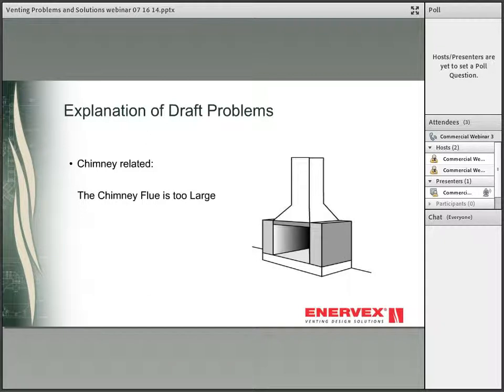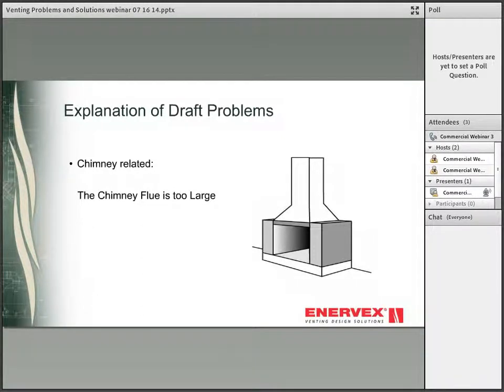A wood-burning fireplace is converted into a gas fireplace and the existing chimney is used. This can also occur when a set of gas logs is installed in a wood-burning fireplace. Also, this can occur if the chimney isn't properly designed to begin with.